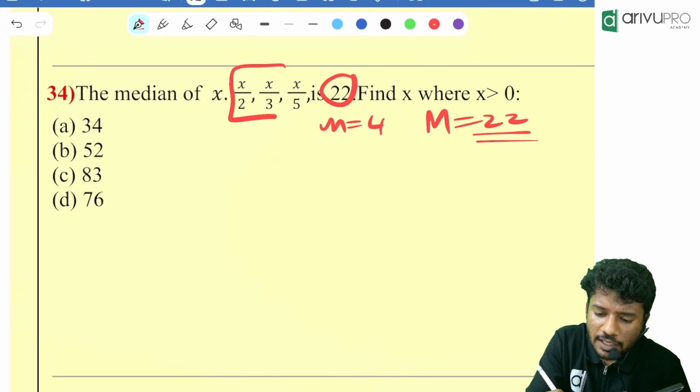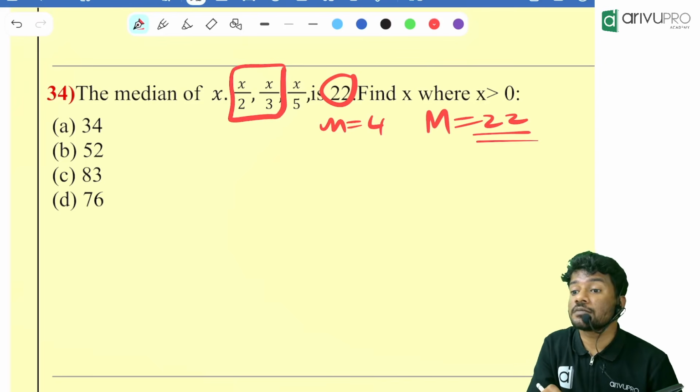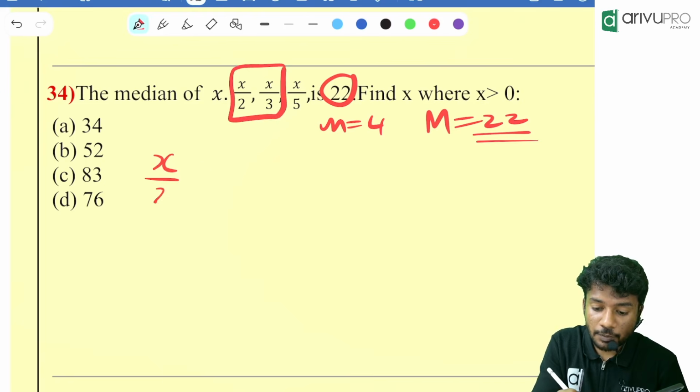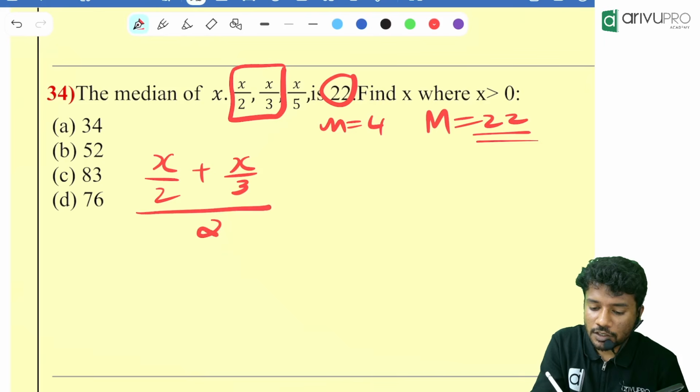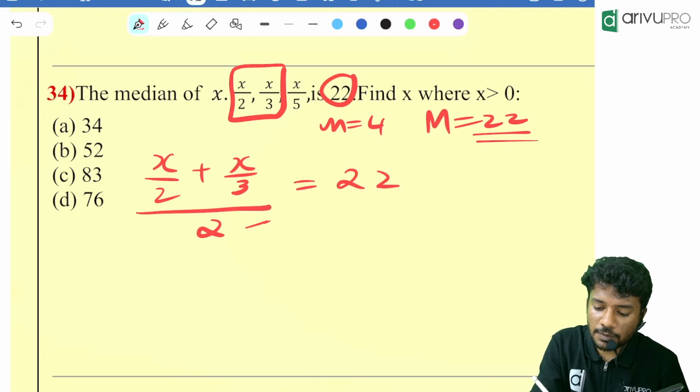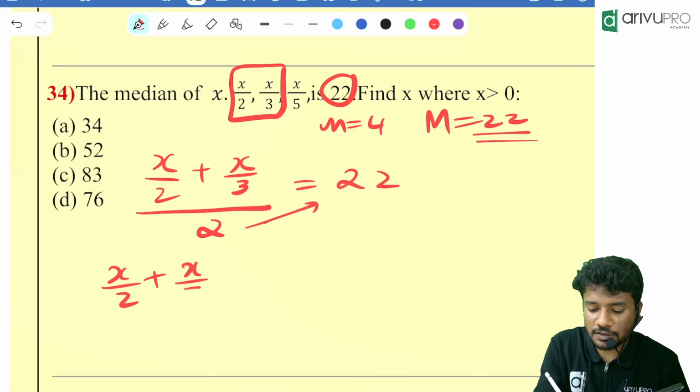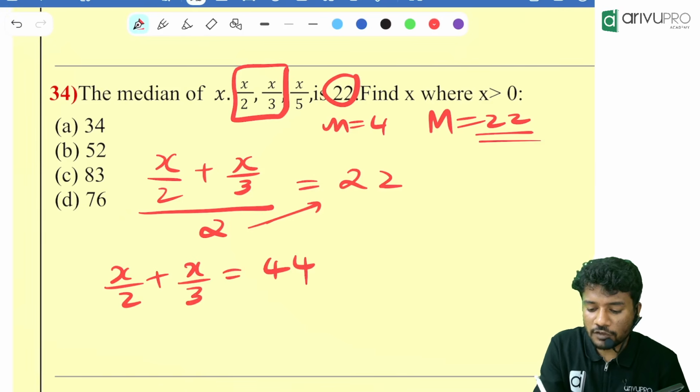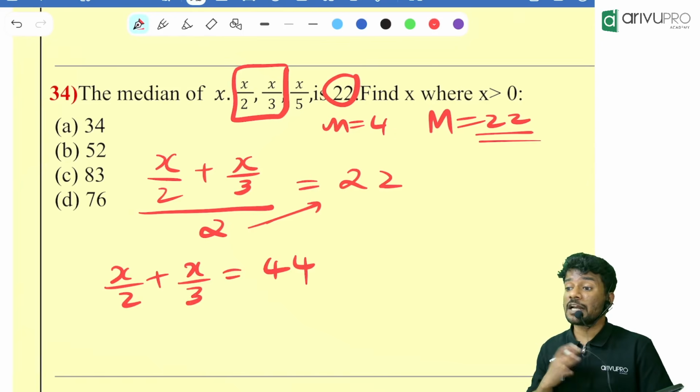That means we need to take the average of the middle two terms. What are the middle two terms? X by 2 plus x by 3 divided by what? 2, which is equal to what? 22. Now cross multiply this 22. It will become x by 2 plus x by 3, which is equal to what? 44.